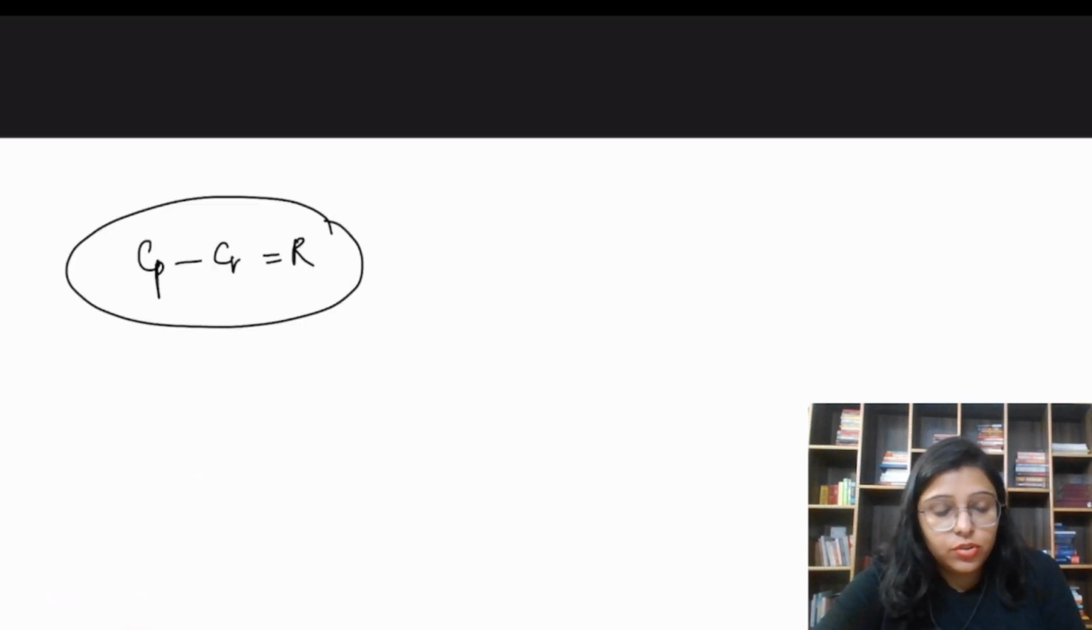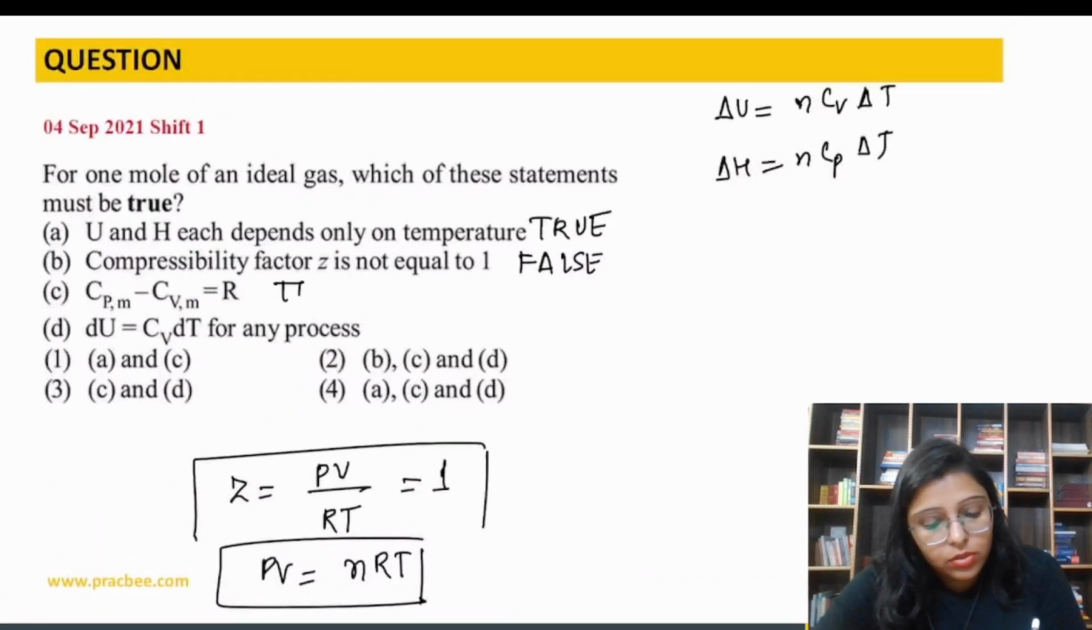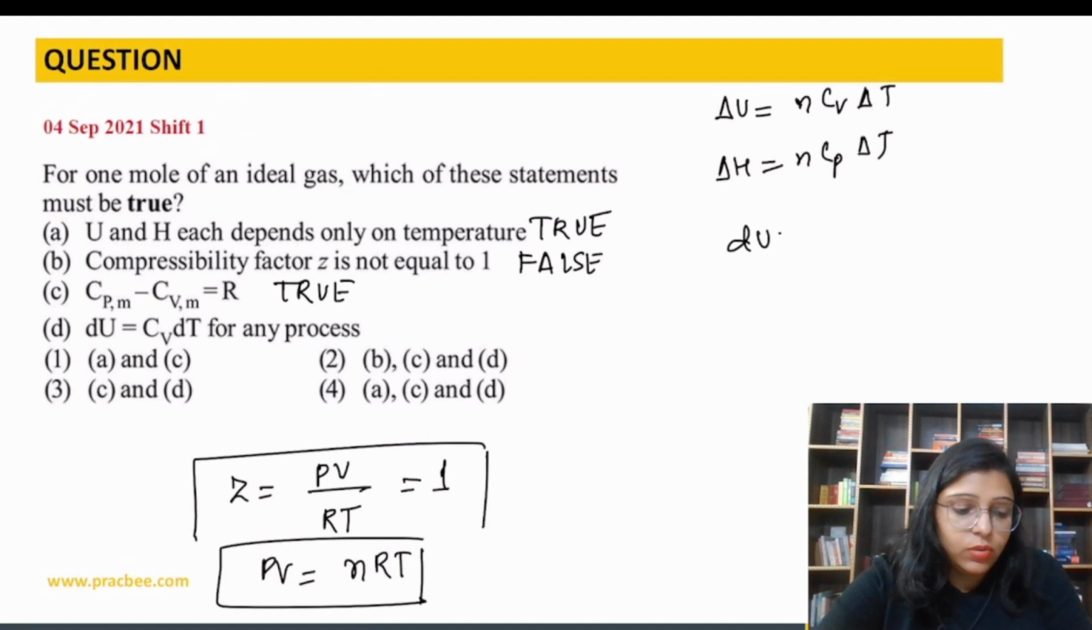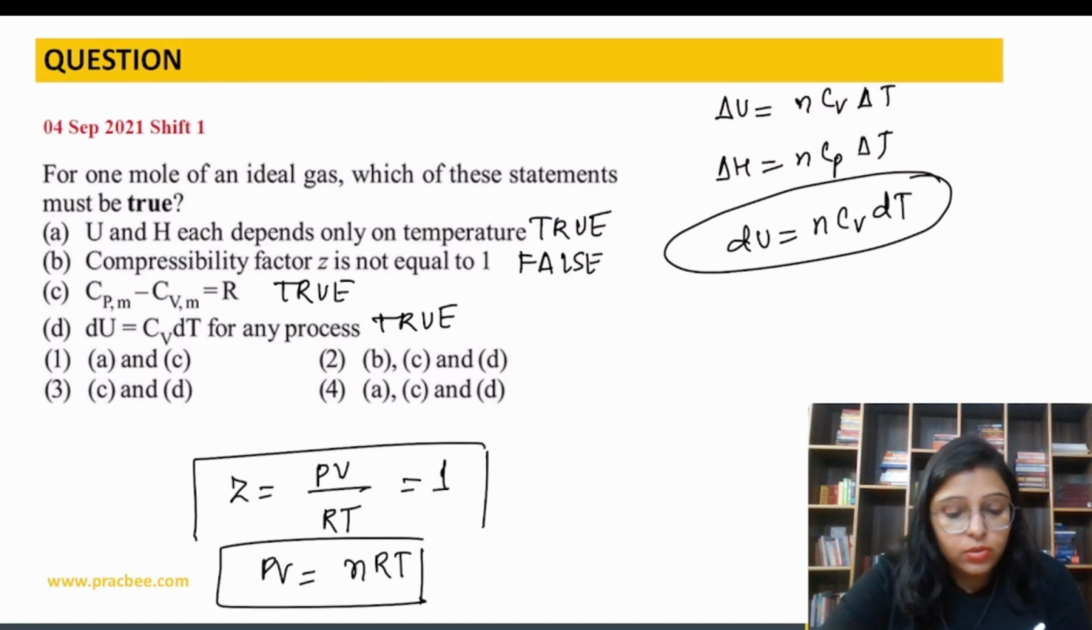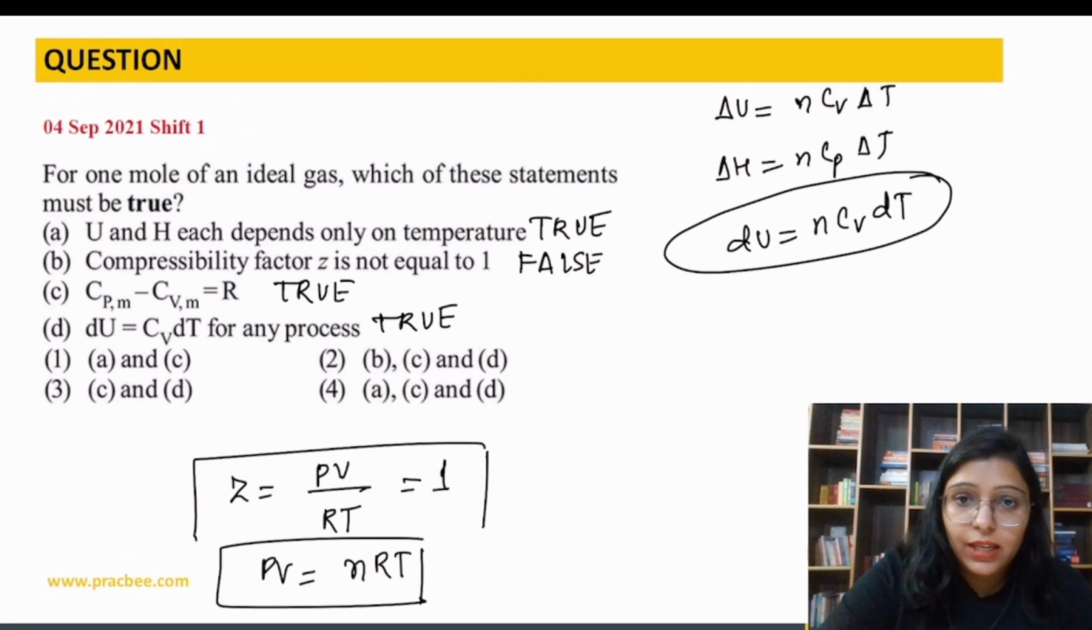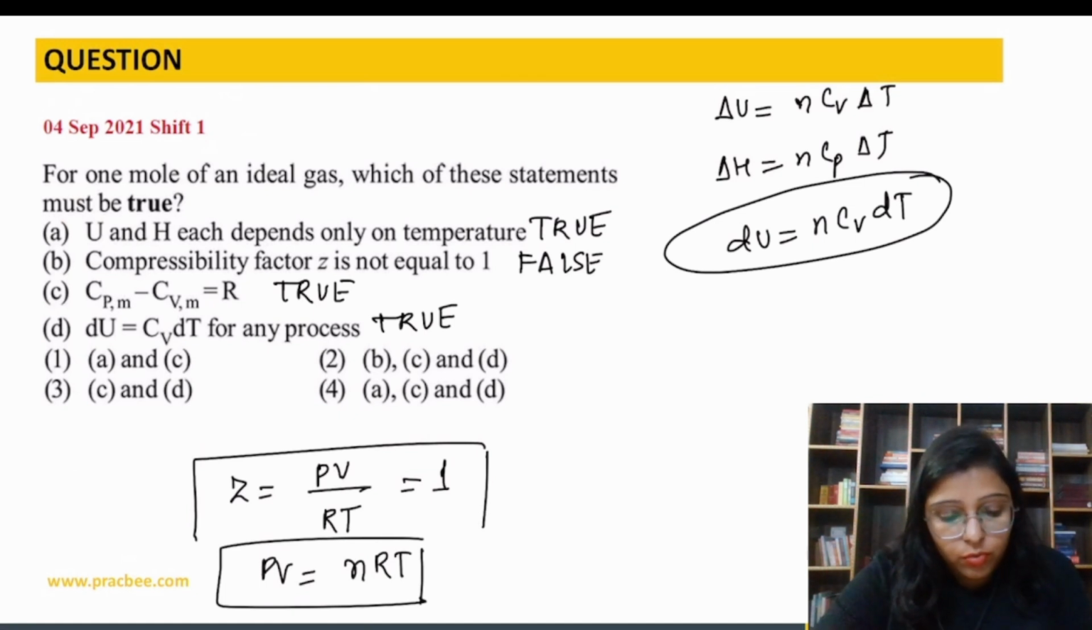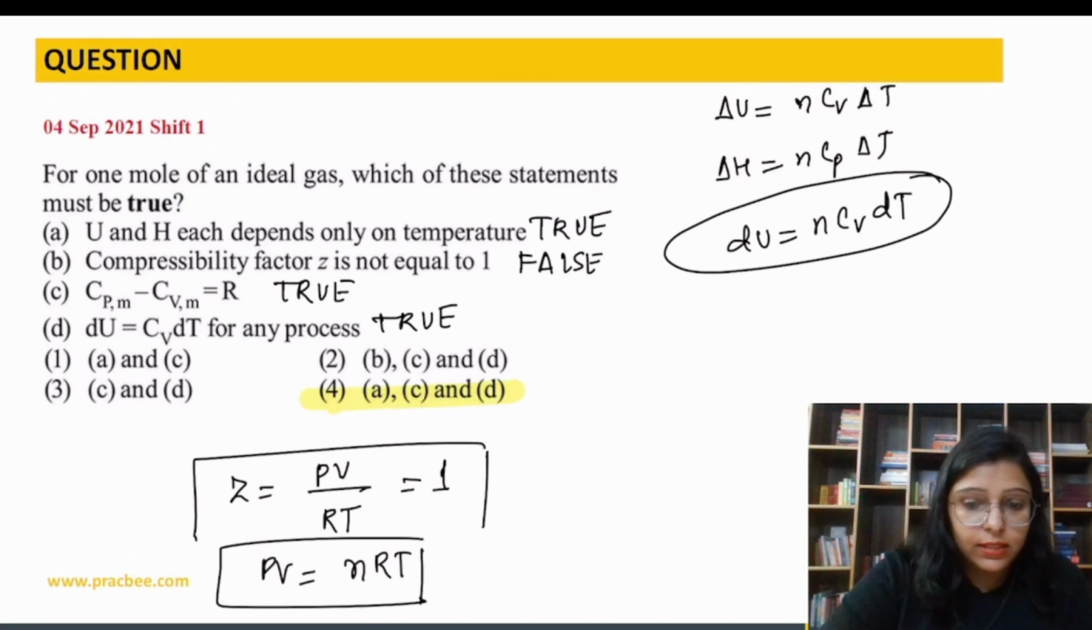We have this relationship in thermodynamics. So this is true. And dU is equal to nCv dT. Yes, it is true. Right. So we have to find out the statements which are true. So what are the true statements? A, C and D. So option 4 is the correct answer.